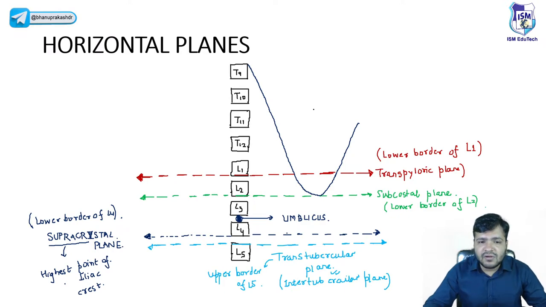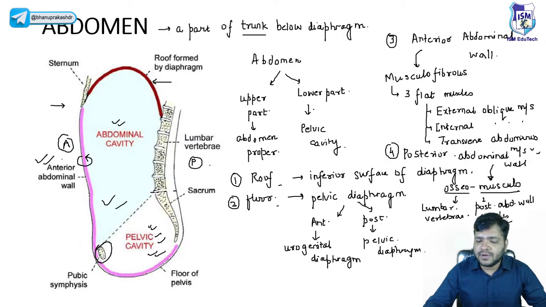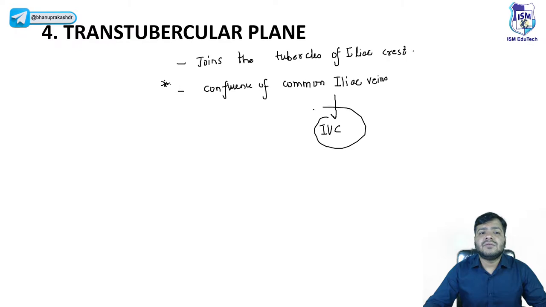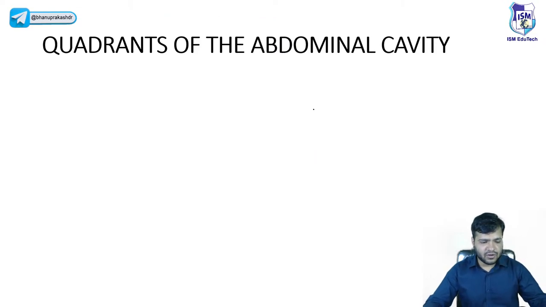So my horizontal planes topic is complete. I hope this is clear to everyone. Horizontal planes done, the basic part is done, the abdominal part is done. You can see this particular picture that is already given in the books, so I'm not going into that.